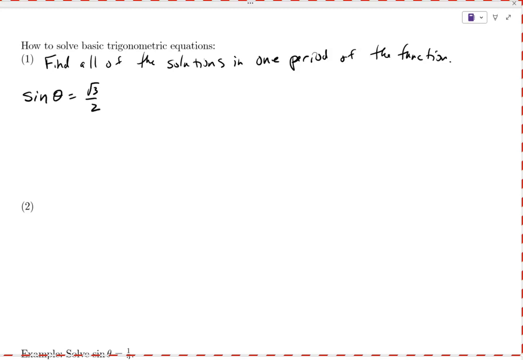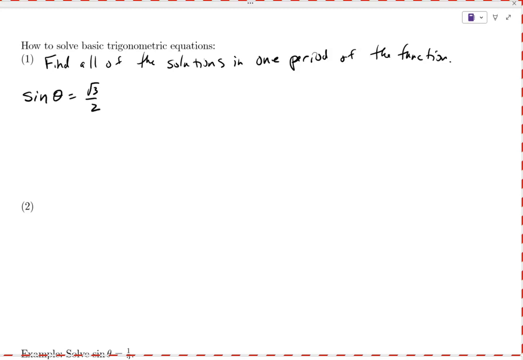Usually, it doesn't matter what period you use, but usually the problems will ask you to find all of the solutions in the interval from 0 to 2 pi, between 0 and 2 pi, because that's one 2 pi interval, right? One period. If you go from 0 to 2 pi, then you go quadrant 1, quadrant 2, quadrant 3, quadrant 4, and looking for your solutions. Okay? So let's look at the sine of theta equals root 3 over 2.